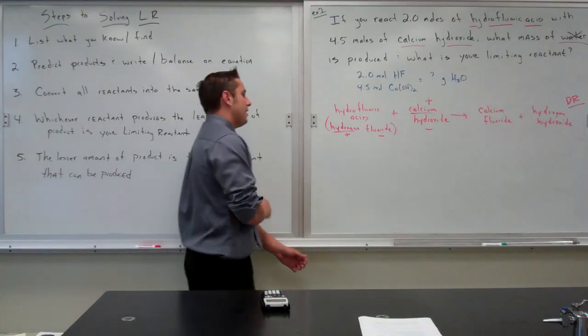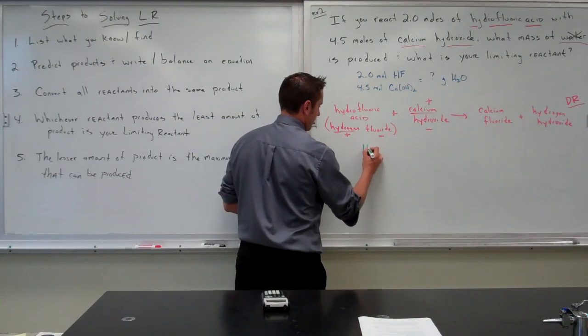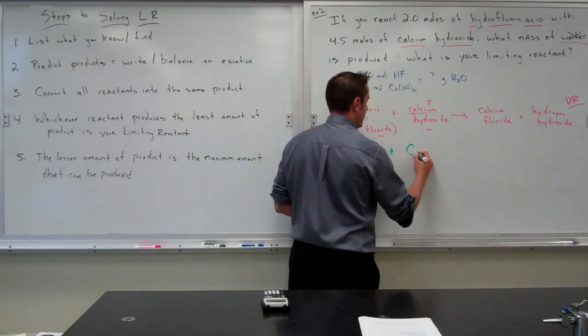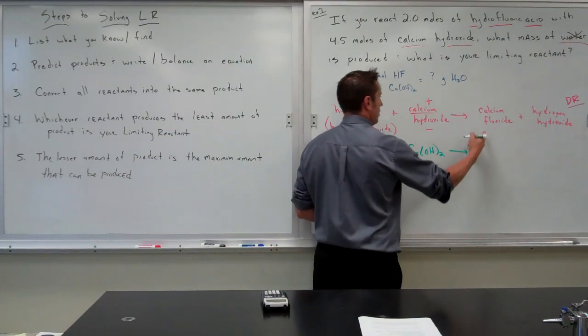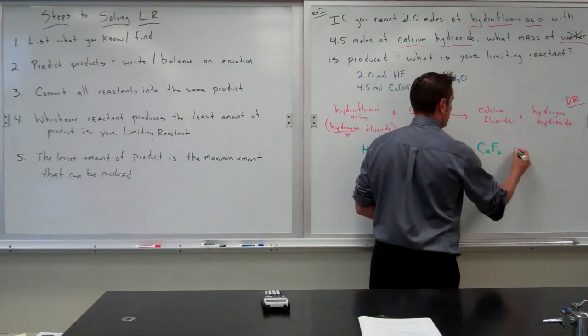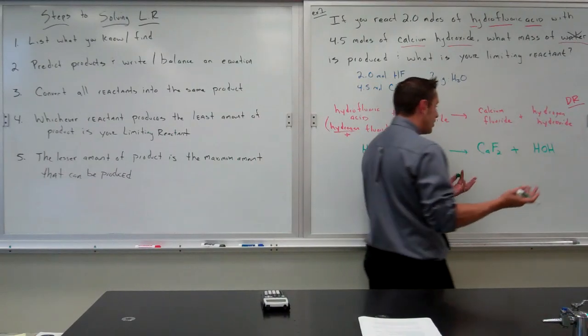So now we're going to write and balance our equation. Right? Hydrogen fluoride is HF, calcium hydroxide, CaOH2, calcium fluoride, CaF2, and hydrogen hydroxide, HOH or H2O.